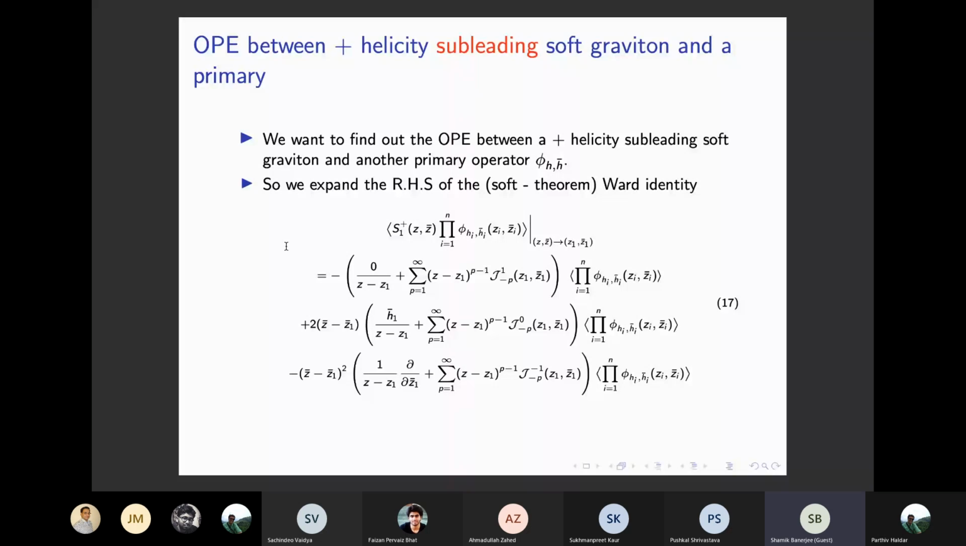Okay. So now let me go ahead with this. What we now want to do is find out the OPE between the plus helicity subleading soft graviton, which is this S1 plus ZZ bar, and the field this phi HH bar. So how does one do it? Suppose I want to find out the OPE between this S1 plus ZZ bar, and say phi H1 bar, Z1 bar.